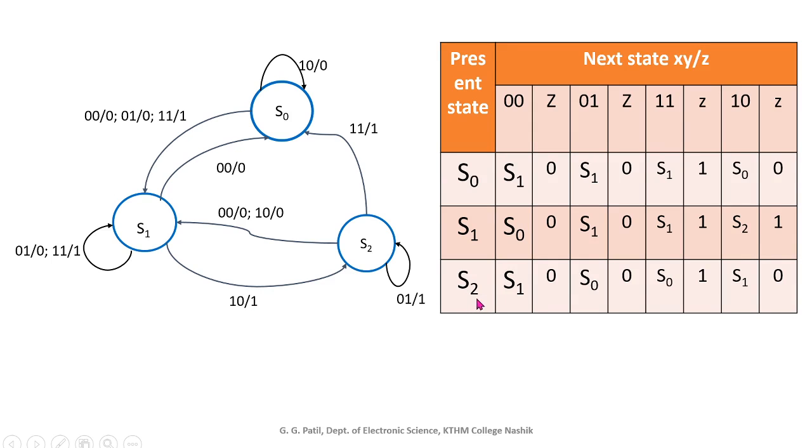Similarly, it is done for S2. For input 0, 0, the next state is S1, and output is 0. Again, for input 0, 1, next state is S0, and the output is 0. Then here there was an error, it should be S1. Then for input 1, 0, that is S1 and output is 0.